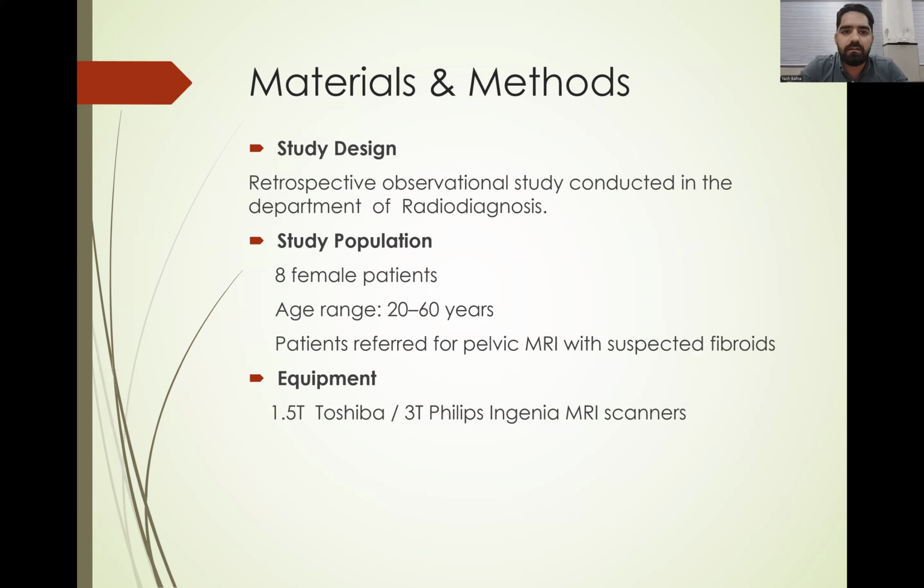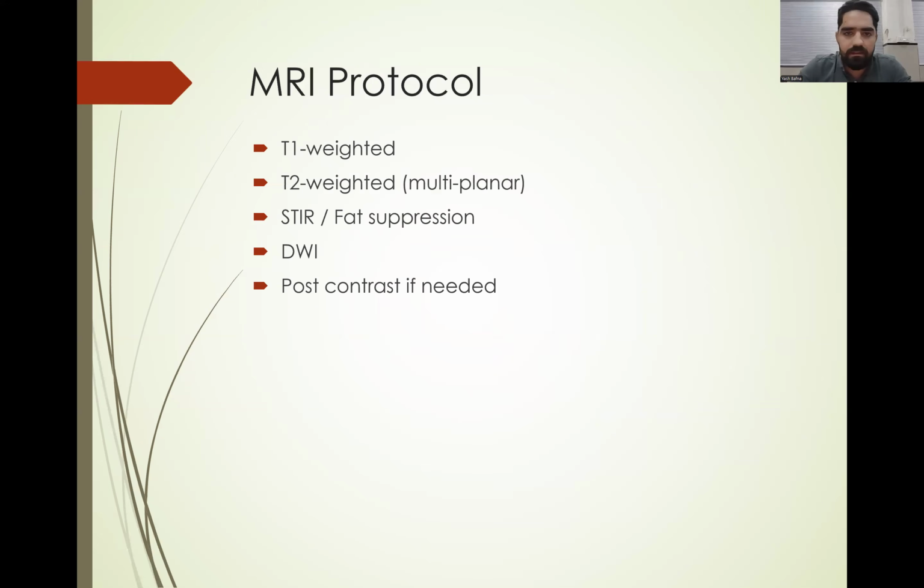Materials and methods. Study design: retrospective observational study conducted in the Department of Radiodiagnosis of MGM Medical College, Kamothe. Study population: 8 female patients, age range 20 to 60 years. Patients referred for pelvic MRI with suspected fibroids. Equipment is 1.5T Toshiba scanner and 3T Philips Ingenia MRI scanners.